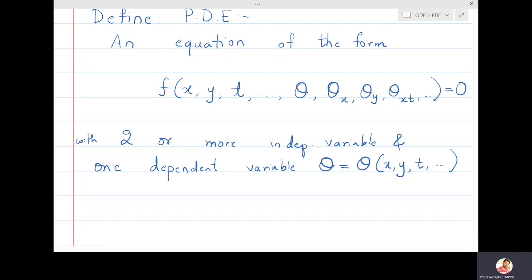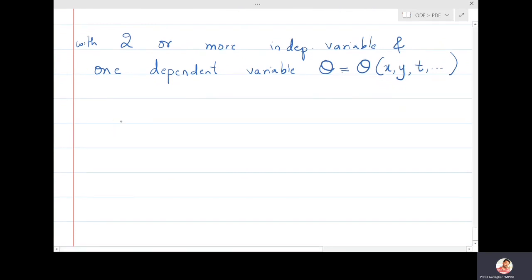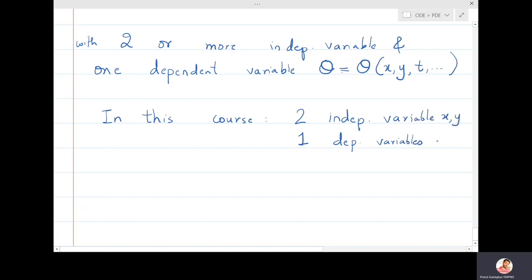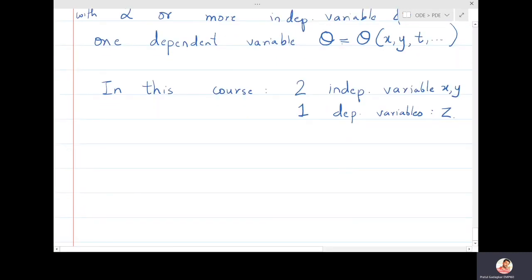partial differential equation. In these lectures, I will be considering only two independent variables and one dependent variable. So in this course we will be looking at two independent variables and one dependent variable. We are going to consider the two independent variables as x and y, and the dependent variable as z.